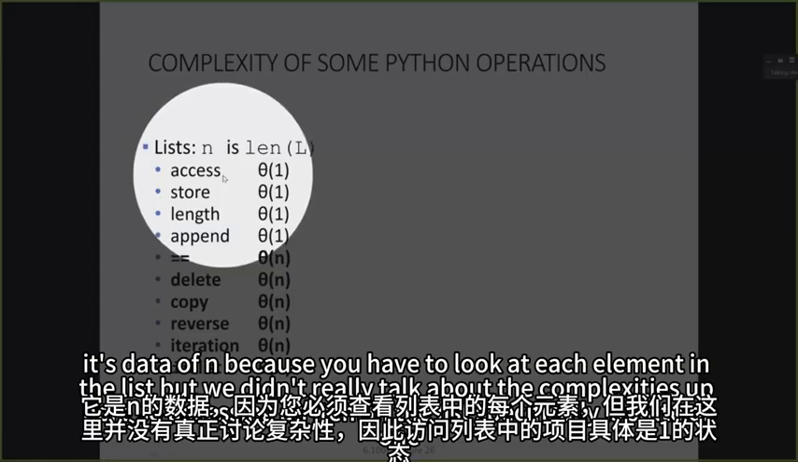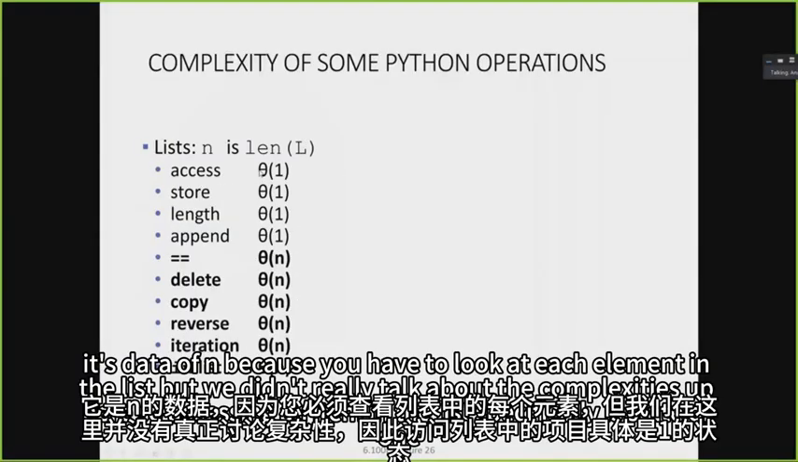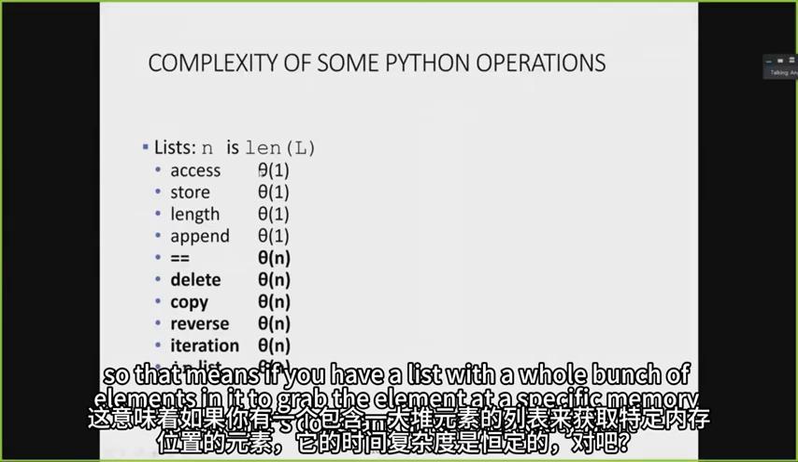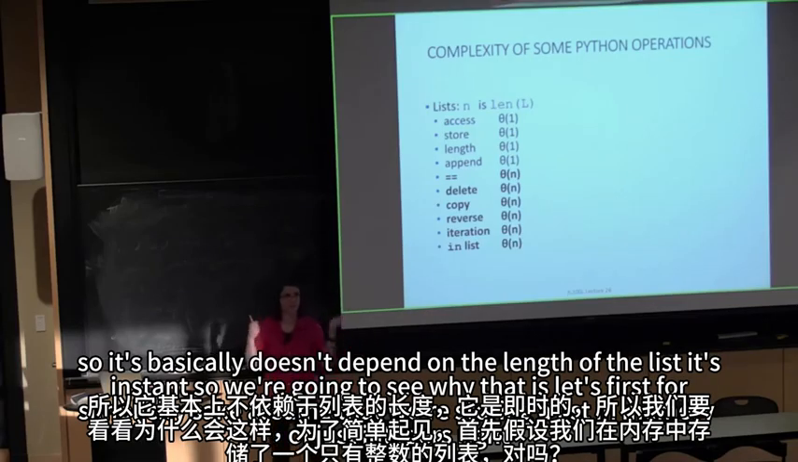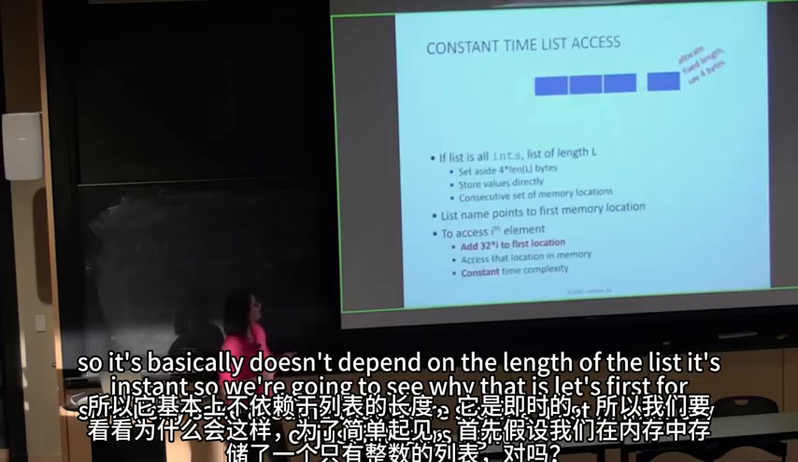Accessing an item in the list specifically is theta of 1. That means if you have a list with a whole bunch of elements in it, to grab the element at a specific memory location, it's constant time complexity, right? It basically doesn't depend on the length of the list. It's instant. So we're going to see why that is.